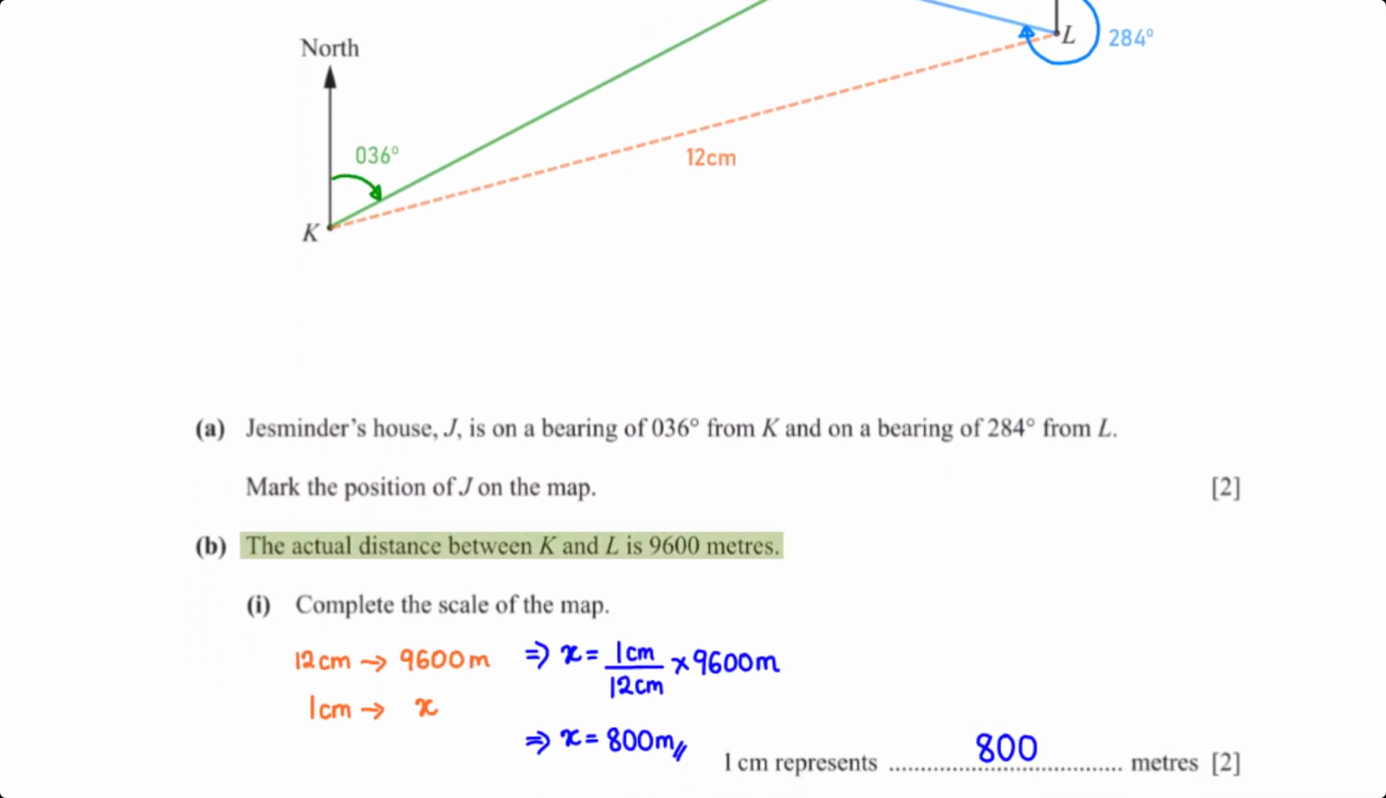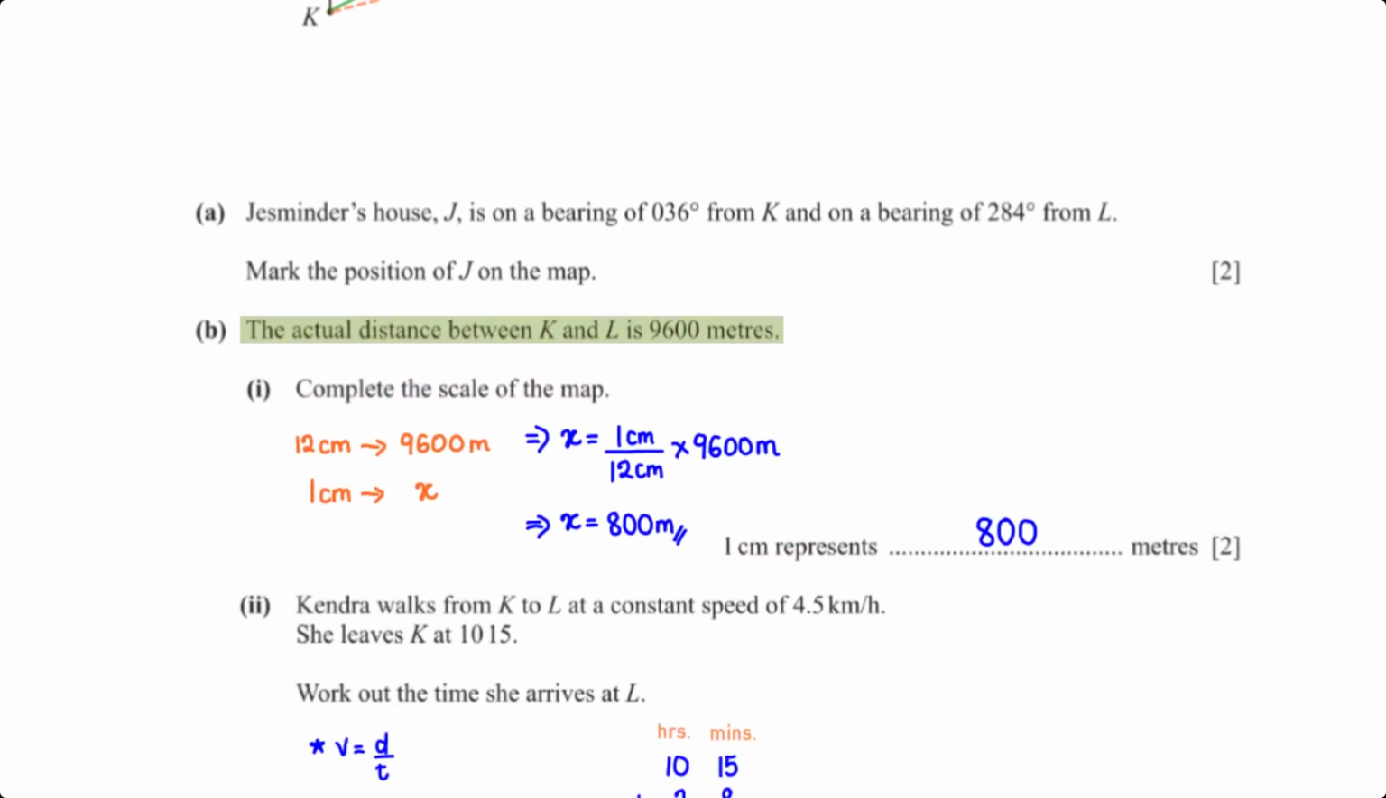The actual distance between K and L is 9,600 meters. Complete the scale of the map. First, we use a ruler to measure the distance between K and L on the map, which gives us 12 centimeters. So now, if 12 centimeters represents an actual distance of 9,600 meters, then what does 1 centimeter on the map represent? This is what we are calling x. When we cross multiply and make x the subject, this is what we have, which is equal to 800 meters.